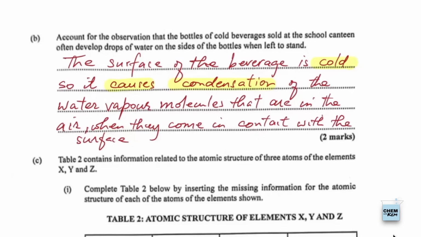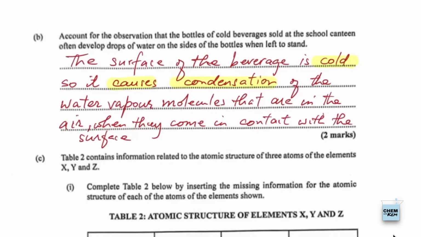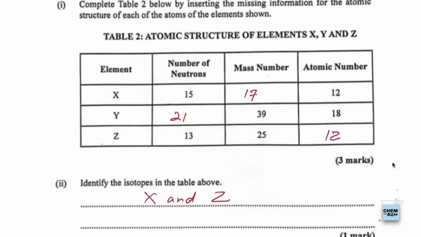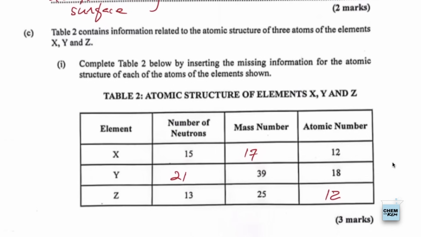So it's the same principle. Part C, Table 2 contains information related to the atomic structure of 3 atoms of the elements X, Y, and Z. We're to complete Table 2 below by inserting the missing information for the atomic structure of each of the atoms of the element shown. All right, X, neutron number is given, atomic number is given.